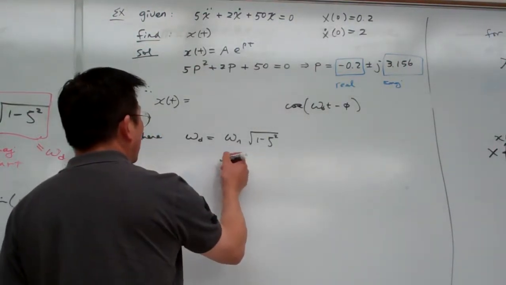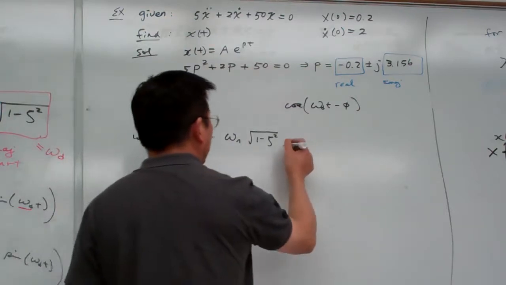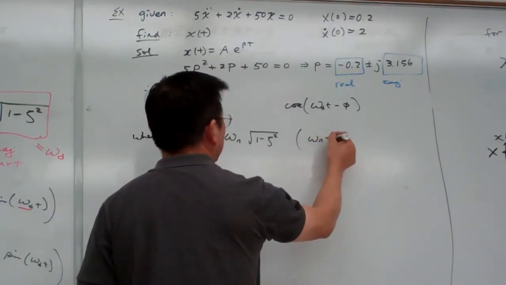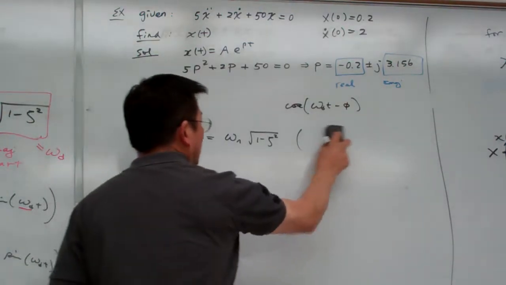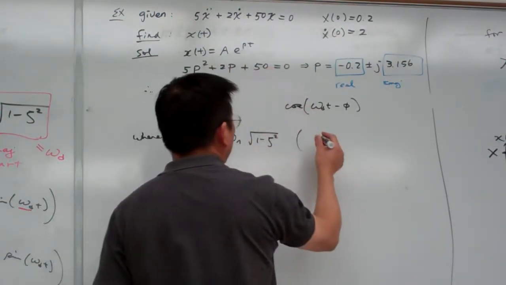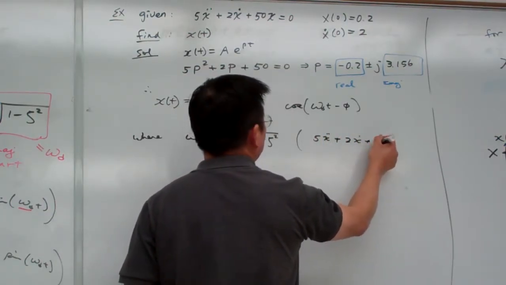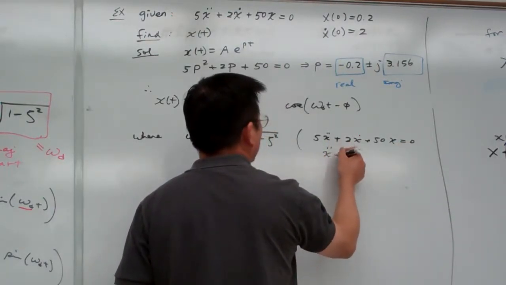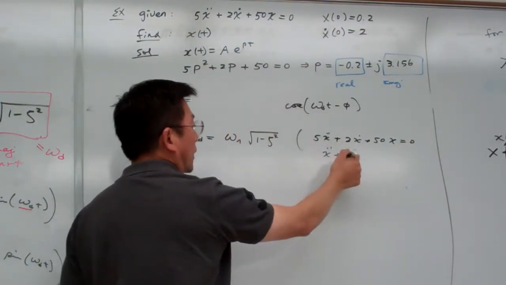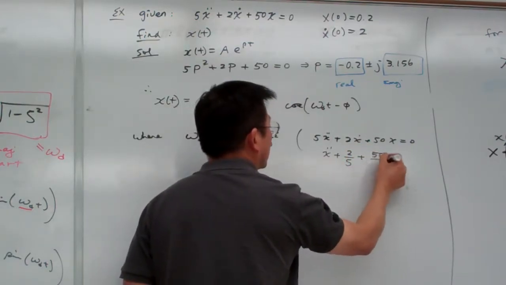To do so, we need to calculate omega n. So, kind of layer-wise. From here, for omega n, we can look at our system. For our system, 5x double dot plus 2x dot plus 50x equal to 0. That means x double dot plus, I scale all the terms by 5, 2 over 5 x dot plus 50 divided by 5 x equal to 0.